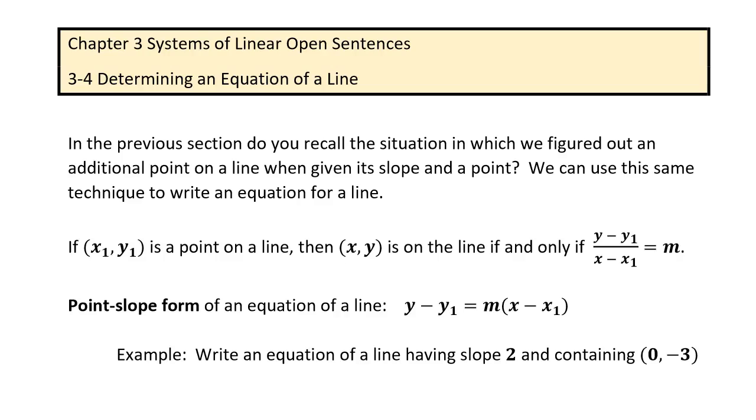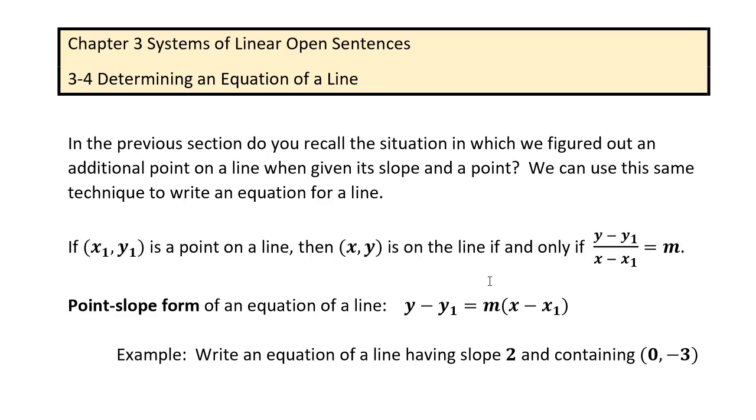This video is for section 3-4, determining an equation of a line. In the previous section, do you recall the situation where we figured out an additional point on a line when given its slope and a point? We would start with the ordered pair we knew and add to the x-coordinate and add to the y-coordinate to find a new point. We can use the same technique to write an equation for a line.